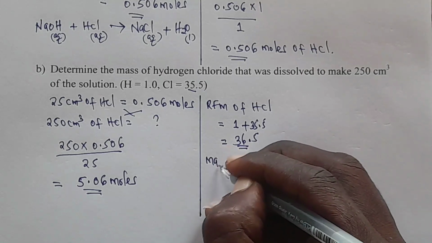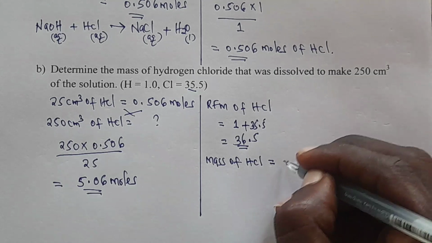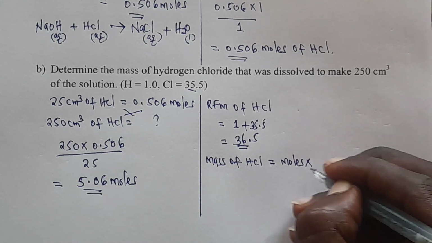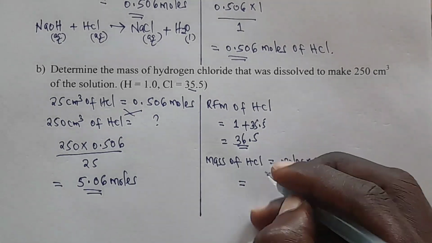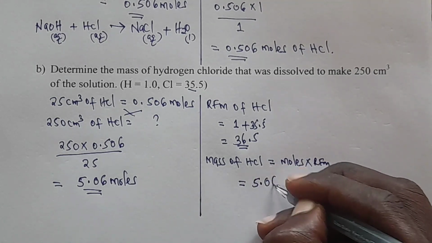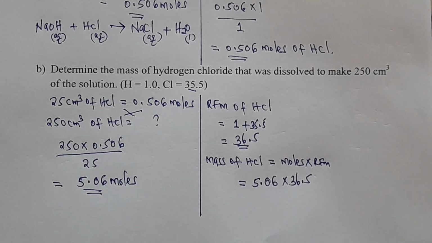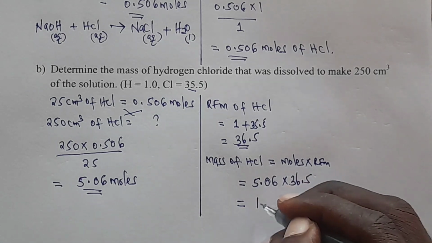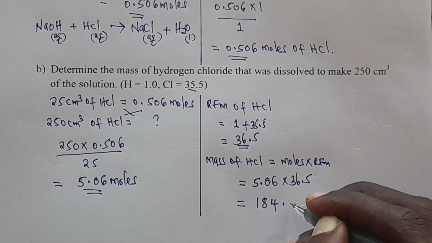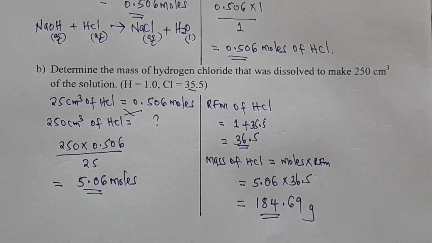So mass of hydrogen chloride is given by moles times RFM. So this will be equal to the moles, which is 5.06, multiplied by 36.5, which is the RFM of hydrogen chloride gas. Here we are going to get 184.69 grams of hydrogen chloride. That's the end of our lesson.